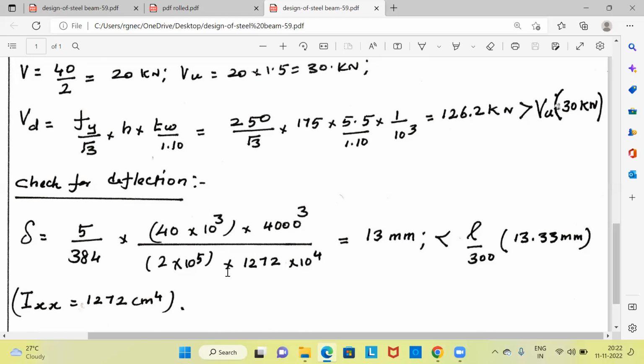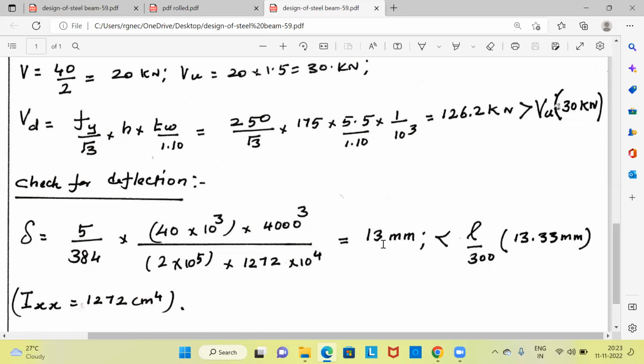5 by 384 divided by I, 1272 centimeter power 4, as per the steel tables. Centimeter power 4 to millimeter power 4, multiply this by 10 power 4. Ultimately, you are getting this deflection value as 13 millimeter. So, what is the limiting value of deflection? Limiting value of deflection is L by 300. That comes to 13.33 millimeter. The actual deflection 13 millimeter is less than L by 300. Therefore, it has passed the deflection check also.